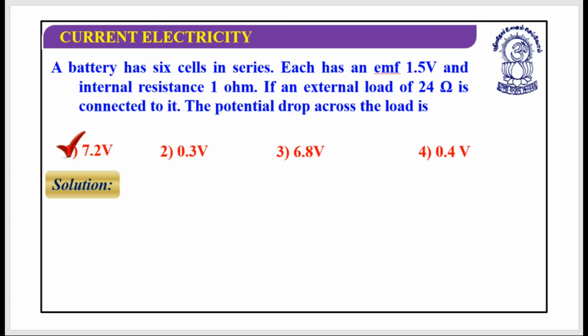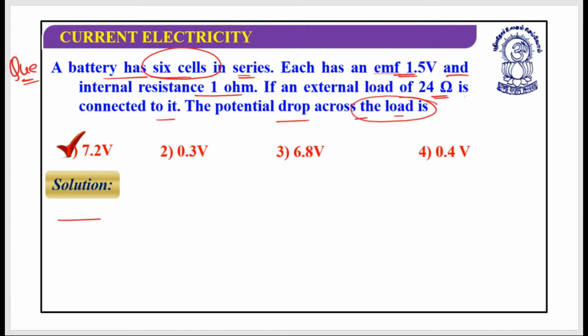Let's have a look at the next question. What does it say? It says a battery has 6 cells in series, and each cell has an EMF of 1.5 volt and internal resistance of 1 ohm. If an external load of 24 ohm is connected to it, the potential drop across the load, you need to find out the potential drop across the load.